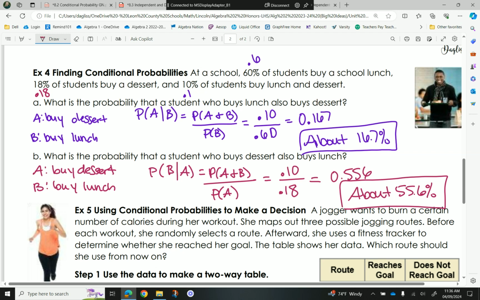So just about 45% of people don't even get lunch, just get dessert. I don't know, maybe. That sounds not fun. So if we know they're buying desserts, about 55% of those are also going to buy a lunch. They're likely to.